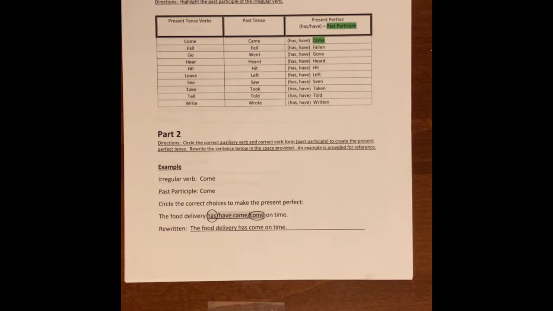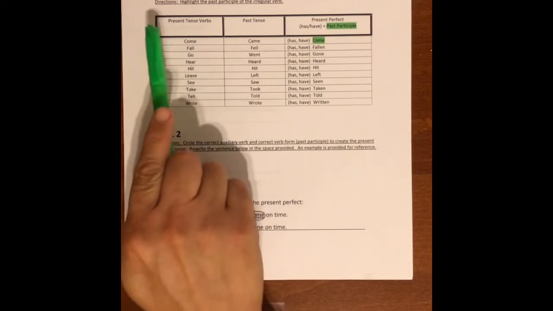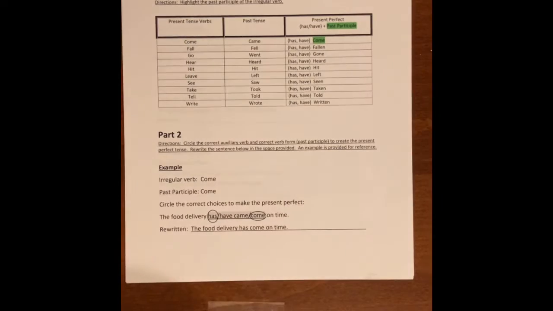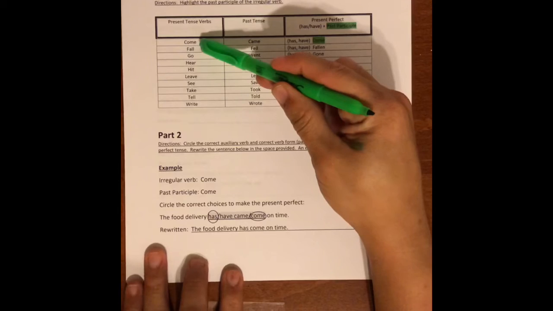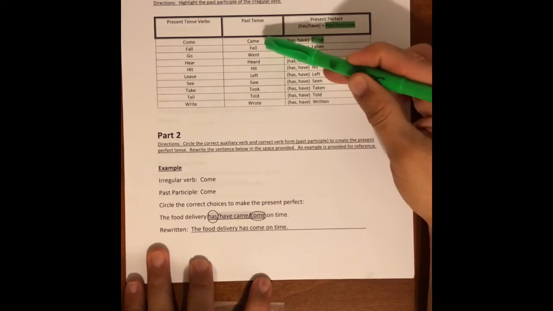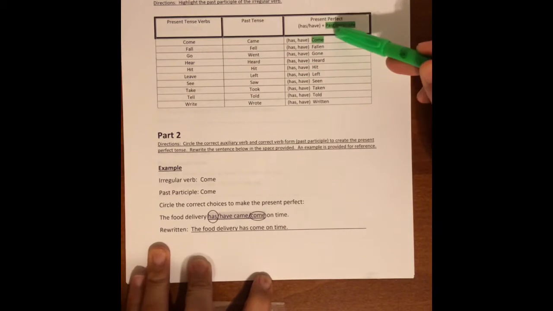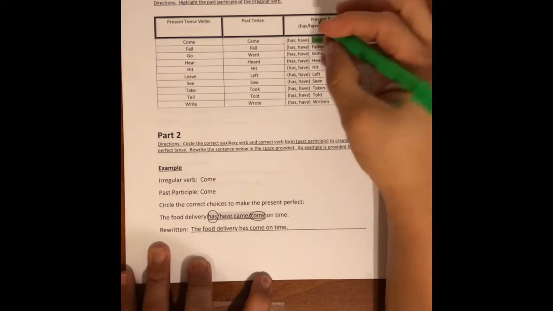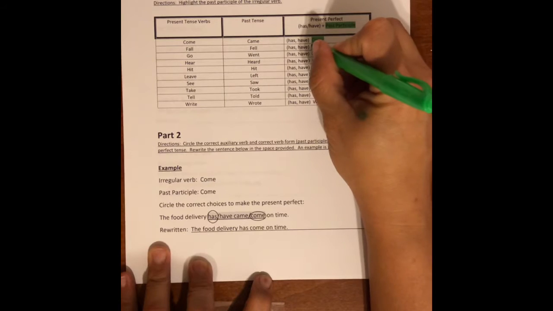Okay, so now we're going to start on the worksheet, and we're going to look at creating the present perfect with irregular verbs. And so let's go ahead and look at part 1 here. So our directions tell us to highlight the past participle of the irregular verb. And what we have here is we have 3 columns. We have the present tense verb, we have the past tense verb, and then we have the past participle. And so we're going to go ahead and highlight the past participle of the verb.